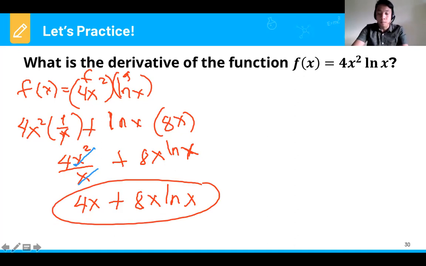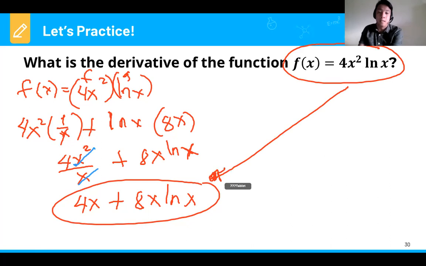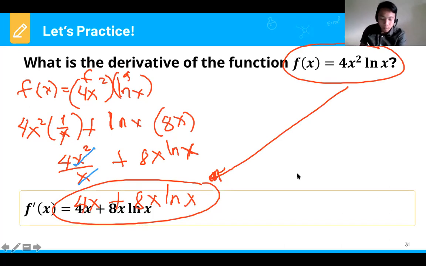So the derivative of this natural logarithmic function is 4x plus 8x ln x. Let's see if we are correct. Ta-da! It is at the bottom, see? 4x plus 8x ln x. So we are correct.